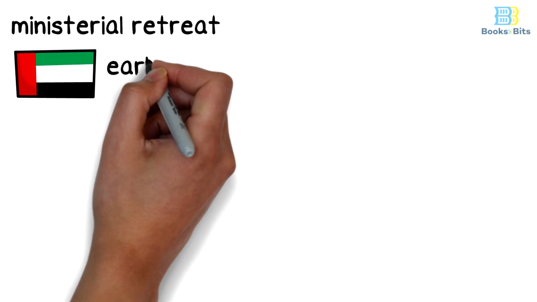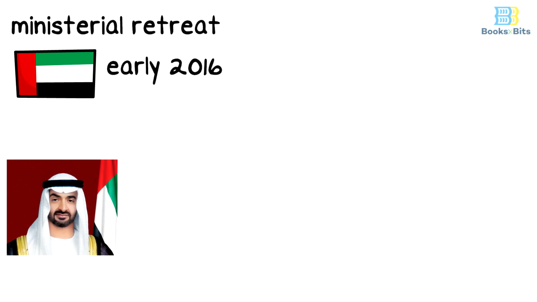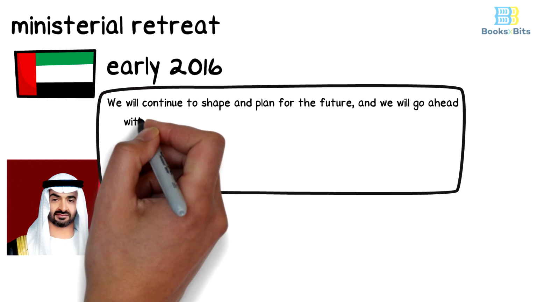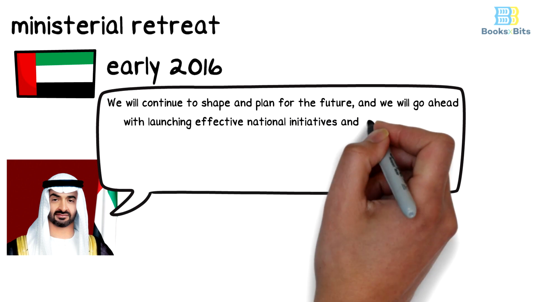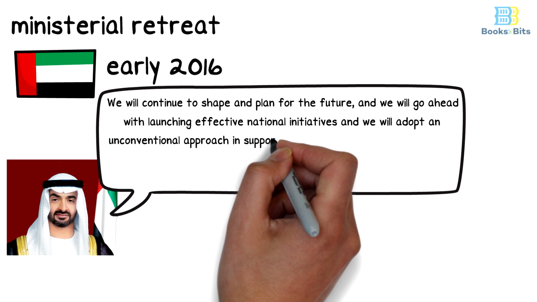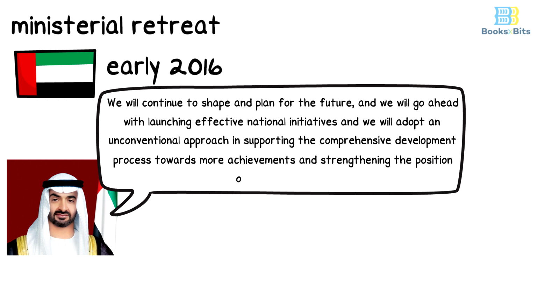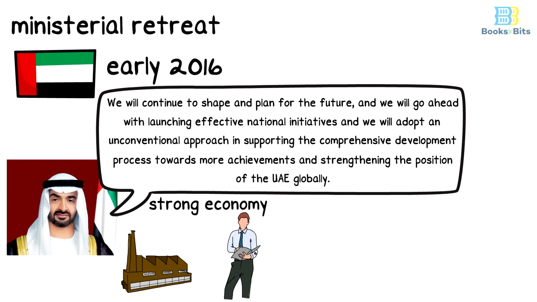In the ministerial retreat of the United Arab Emirates that took place in early 2016, His Highness Sheikh Mohammed bin Zayed Al Nahyan began the retreat with the following words: "We will continue to shape and plan for the future, and we will go ahead with launching effective national initiatives, and we will adopt an unconventional approach in supporting the comprehensive development process towards more achievements and strengthening the position of the UAE globally. Our ambition is to have a strong economy based on advanced industries and scientific research. And we look forward to Emirati innovations that change the lives of future generations for the better."